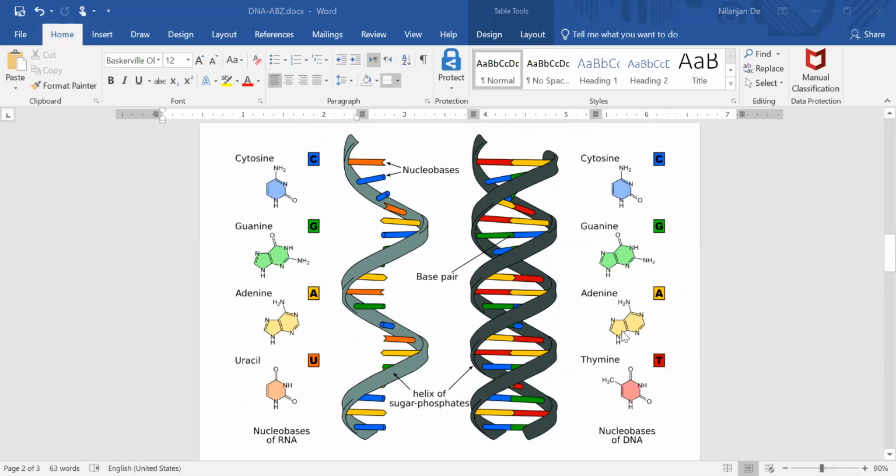So you can see this. This is RNA. This is DNA. DNA is like making a helix. Two strands are joined together. RNA, whereas, is single stranded, making a fold. All right. And instead of thymine, there is uracil.